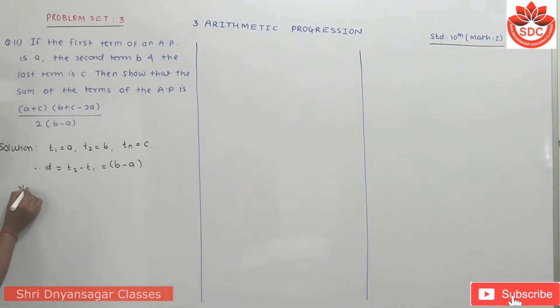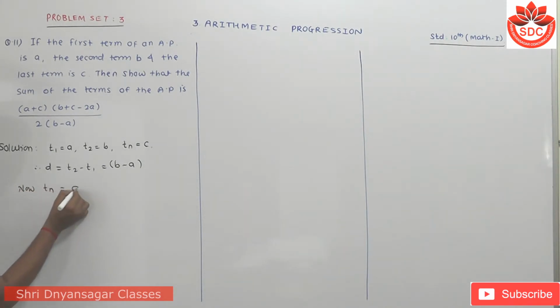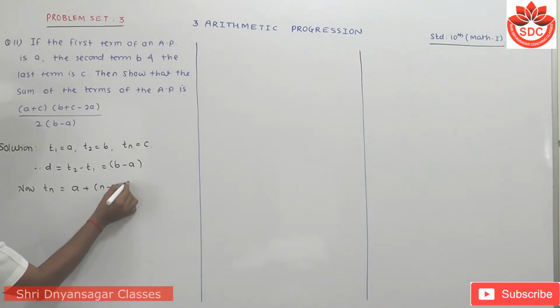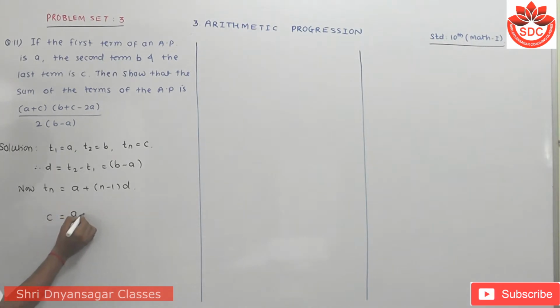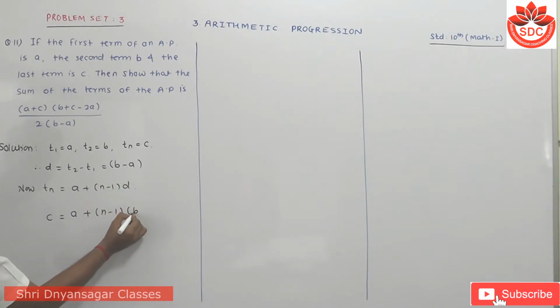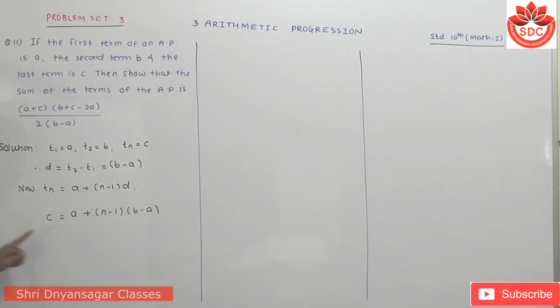Now all of you know that the formula for the nth term is a + (n − 1)d. Student, we have to find the value of n. So substitute all these values here. We get Tn, which is c, equal to a, as it is the first term, plus (n − 1) into d, which is b − a. Student, transpose this a to this side, we get c − a = (n − 1)(b − a).